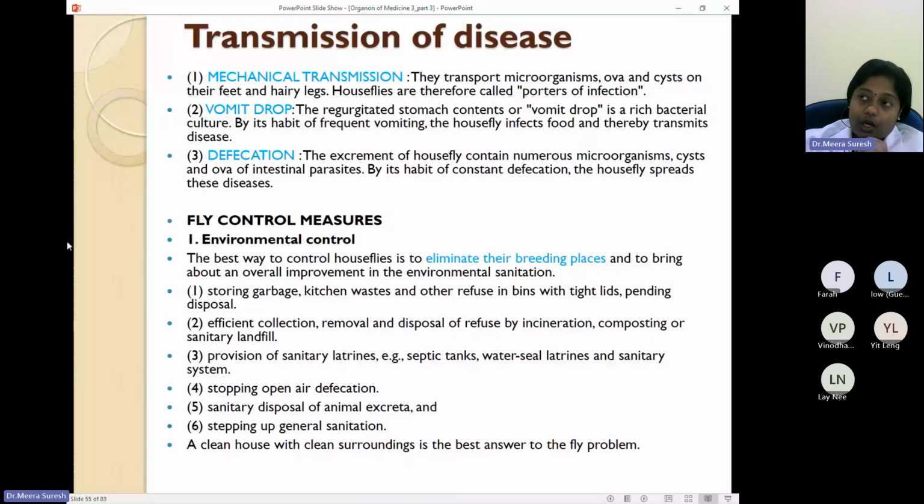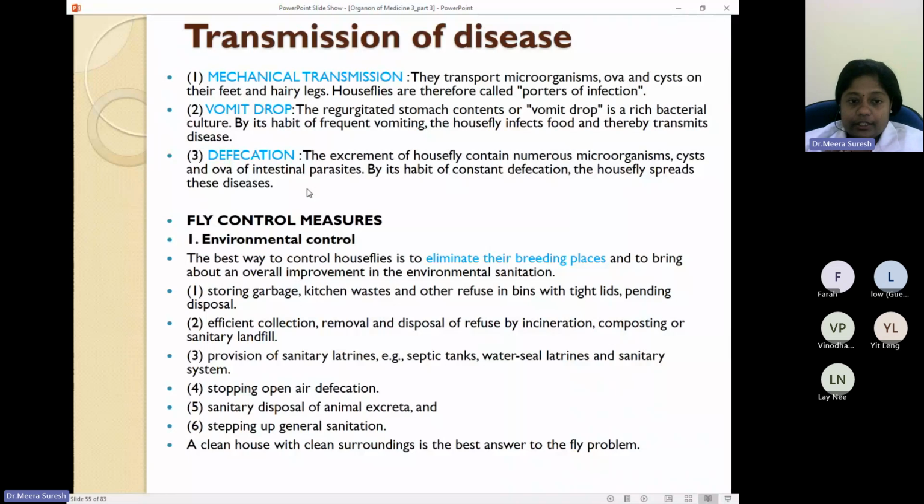you have already learned that all these parasitic infestations excrete the ova or cyst via the stool. So when houseflies go and sit on that exposed human or animal excreta, the ova and cysts get attached to their feet and hairy legs. Then they go and sit on exposed food, and therefore they are called the porters of infection.